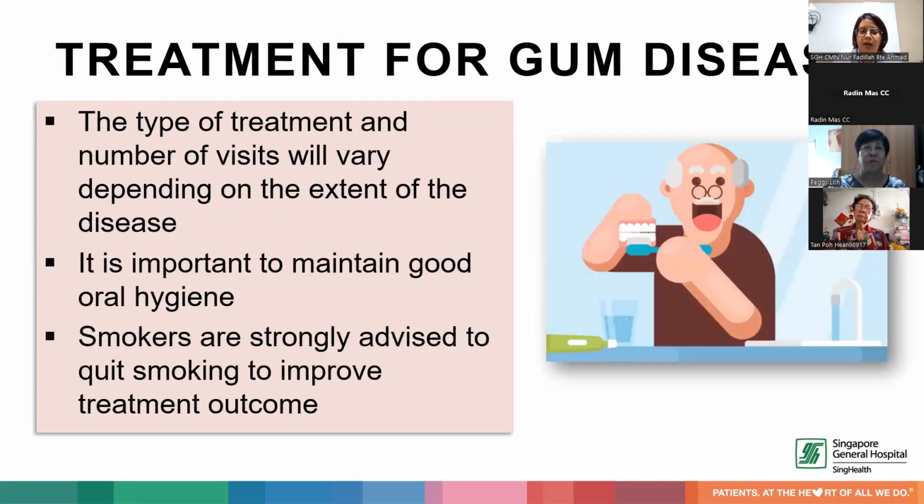So here's the treatment for gum disease. So what you need to know is that the type of treatment and number of visits will vary depending on the extent of the disease. So if you have healthy gums and healthy teeth, it's a must for you to follow up with the dentist every 6 months. Okay, so it depends on the doctor.